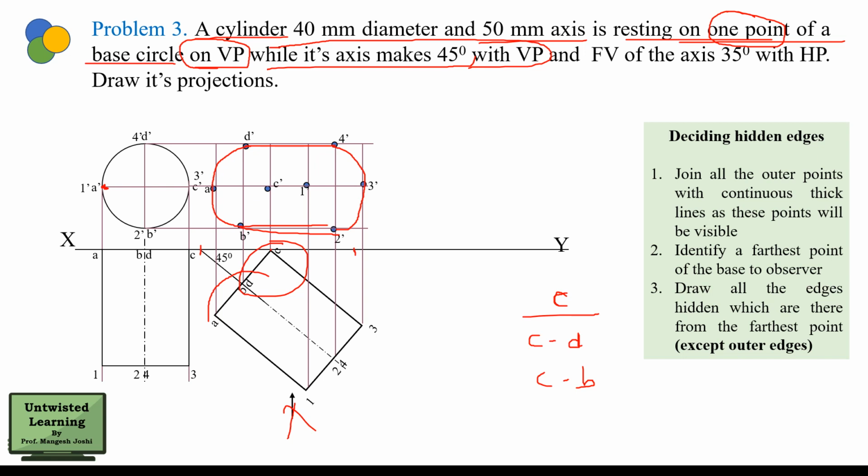So just note whether CD is lying on the outer edge. The answer is no, and hence it will be drawn hidden. Then CB, it is not lying on the outer edge, and hence it will be hidden. So these C'D' and this will be drawn hidden, and everything remaining will be drawn dark, that is continuous thick. Okay, so in this way you can obtain the front view of this.